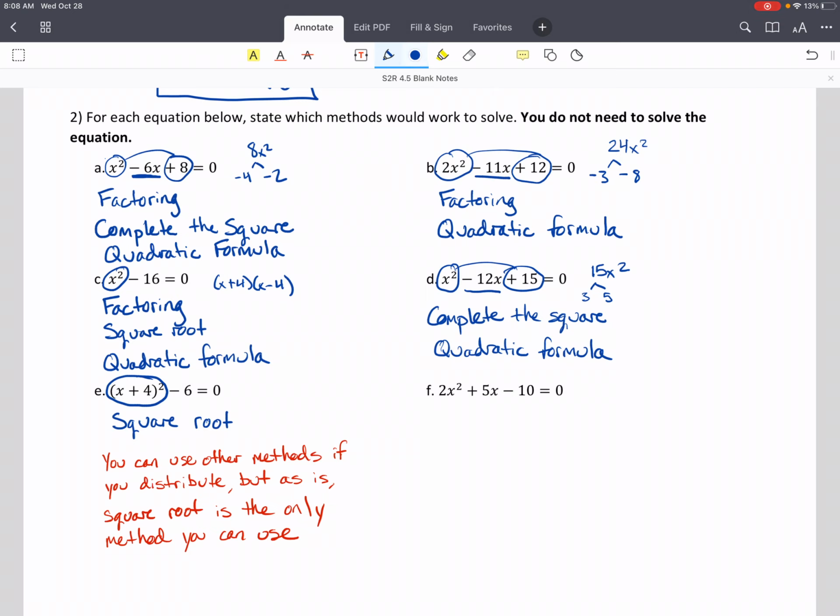And my last one, you can see, does anything multiply to get -20, but add to 5? 1, 20, 2, 10, 4, 5. No. Okay, so not factoring. I'm not going to square root because I have a 5x. I'm not going to complete the square because a does not equal 1. And so that just leaves quadratic formula.